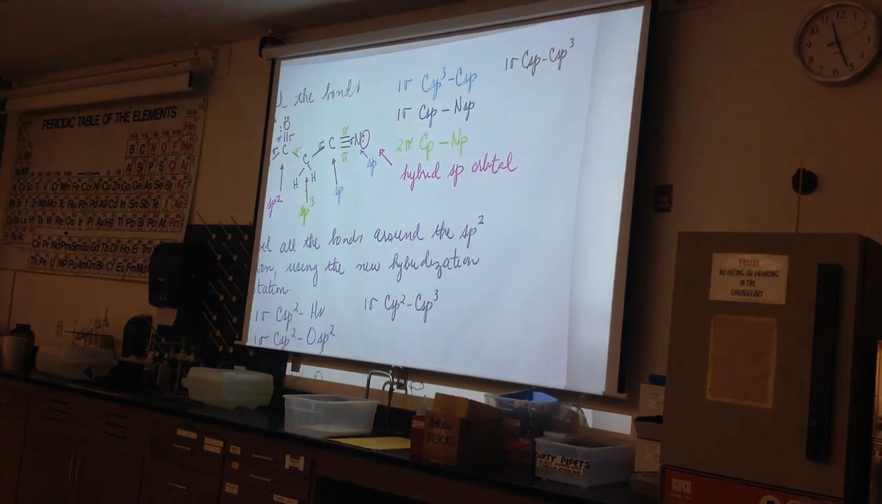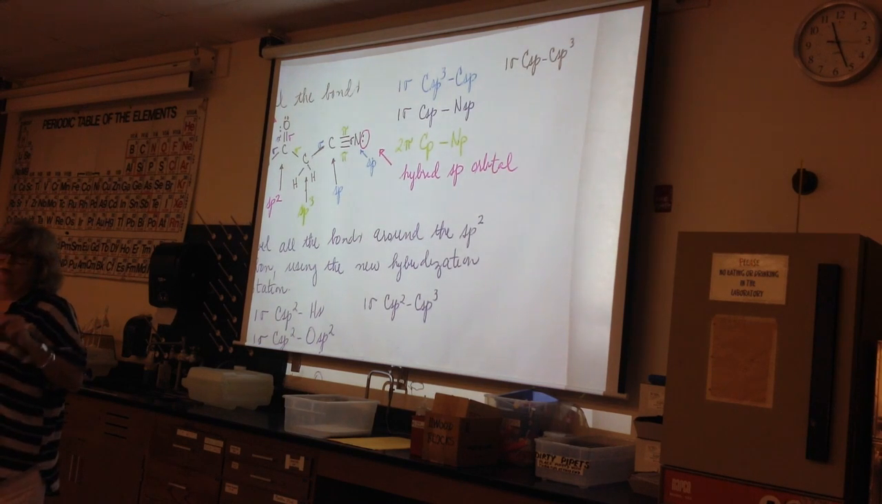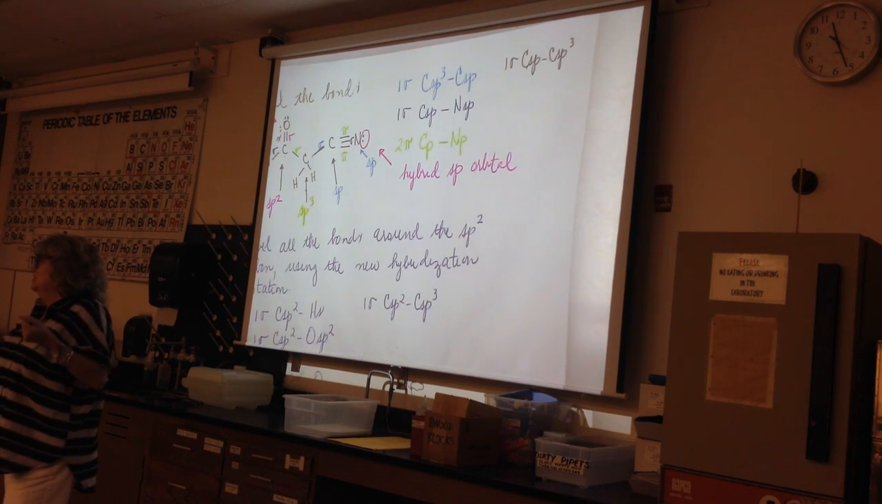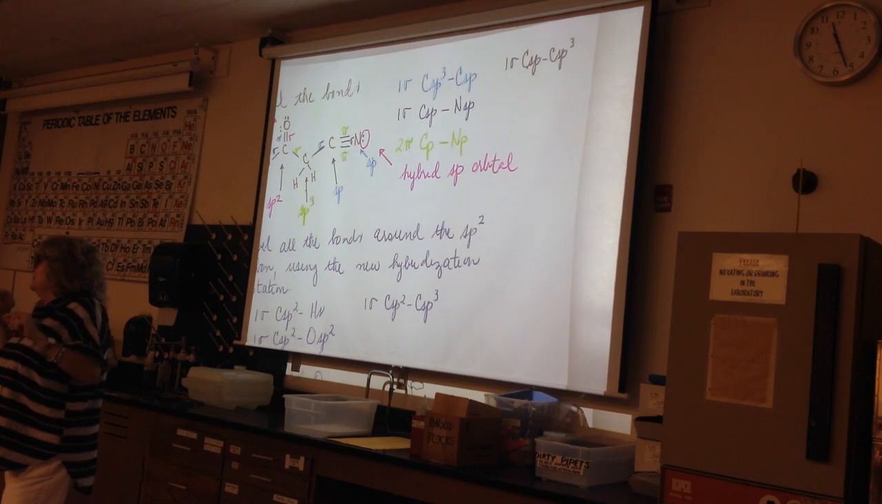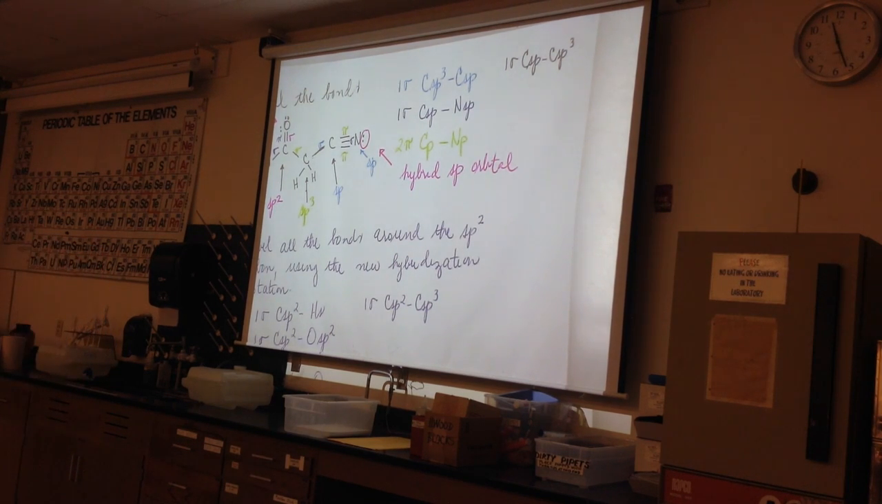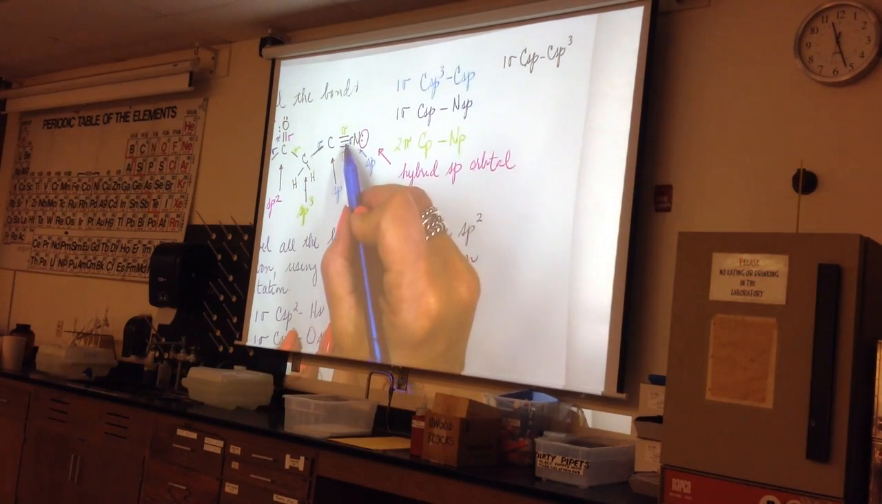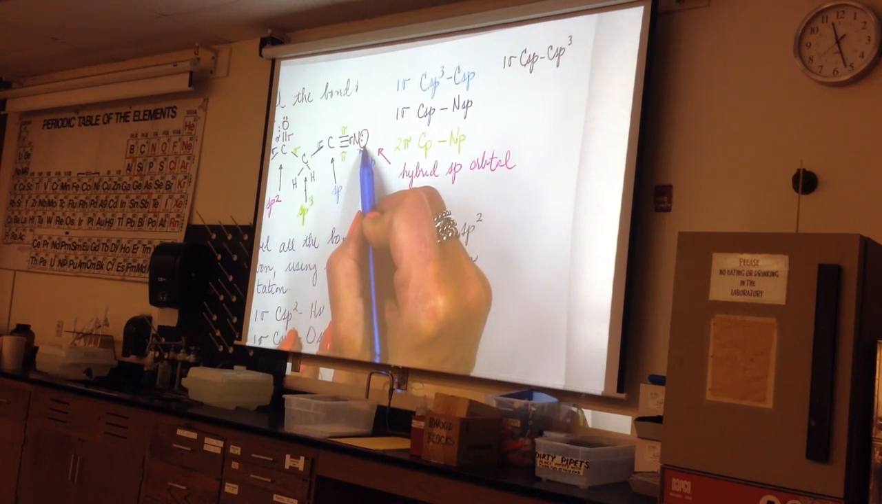Why? What happens with the sp? How many hybrid sp orbitals are there? 2. You have 2 hybrid sp orbitals. So if I have 2 hybrid sp orbitals, I use 1 to form that sigma bond. That other sp then is full with the lone pairs.